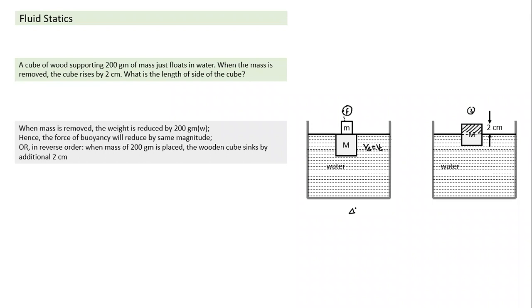Change in weight is equal to change in force of buoyancy. What is the weight equal to? The weight is 200 grams, so 200 g is the weight. And the change in force of buoyancy is density of water into volume into g. The g terms cancel, and density of water, if you take CGS units, is equal to 1. So V is equal to 200 cc. If V is equal to 200 cc, what is the volume here? L squared into 2. So L has to be equal to 10 centimeters.